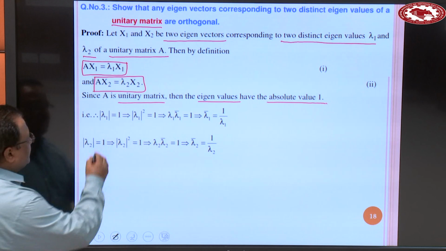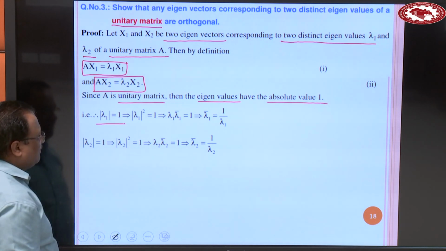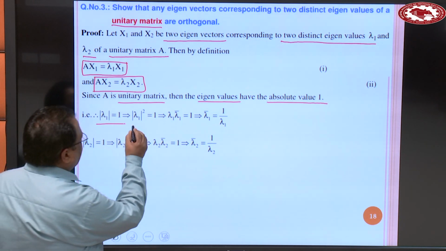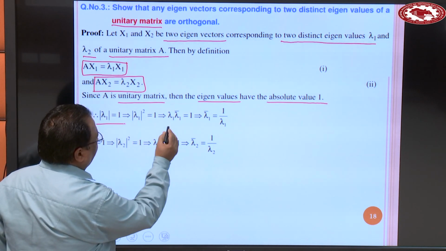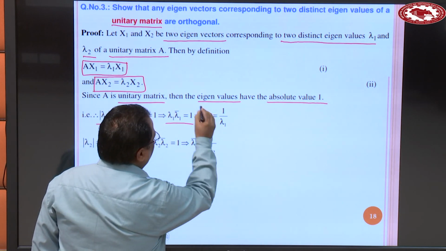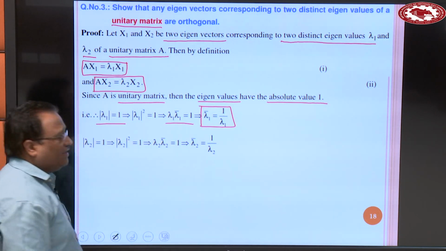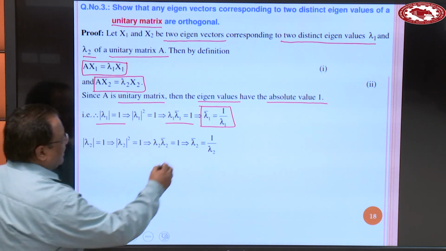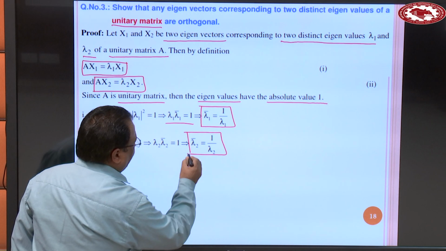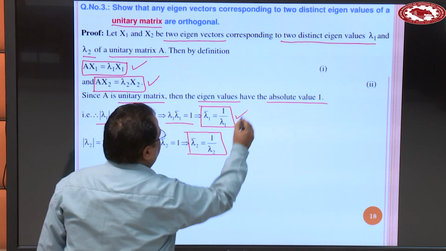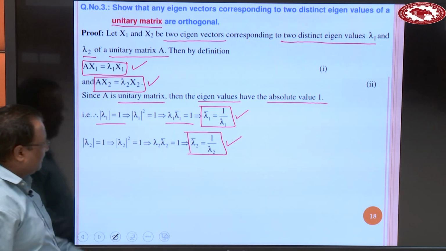Absolute value 1 means magnitude of lambda 1 is equal to 1. This means magnitude of lambda 1 squared is 1. This means lambda 1 bar lambda 1 is equal to 1. This means lambda 1 bar is equal to 1 over lambda 1. This statement is given, clear? Similarly, lambda 2 bar is equal to 1 over lambda 2. So ultimately this one is given, this one is given, this fourth statement is given.